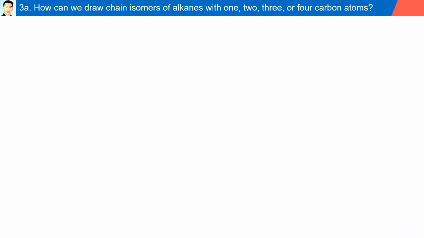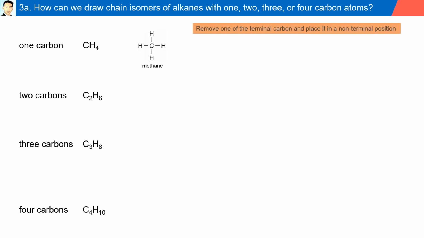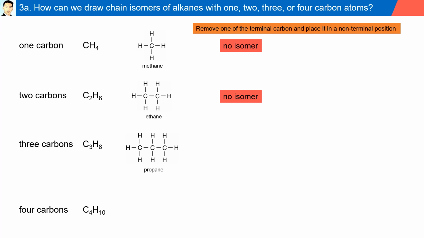How can we draw chain isomers of alkanes with 1, 2, 3, or 4 carbon atoms? When we have one carbon atom, methane, we need to remove one of the terminal carbon and place it in a non-terminal position. However, there's only one carbon, so there are no isomers when there's one carbon. When we have 2 carbon, it is the same. When we have 3 carbons, we can remove one of the terminal carbon and place it in the middle. However, it will still be propane. It is still a 3-carbon chain.